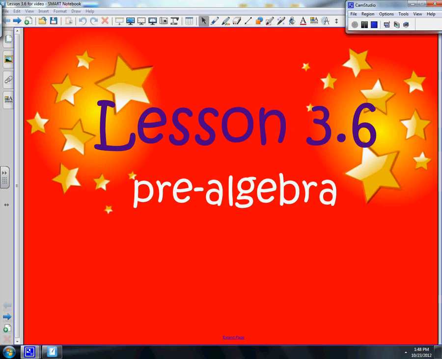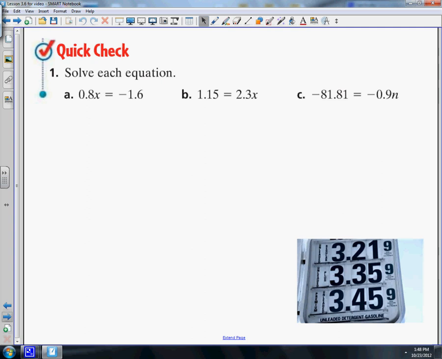All right, this is lesson 3.6 for pre-algebra. 3.6 is solving equations by multiplying or dividing decimals. So, solving equations by multiplying or dividing decimals.